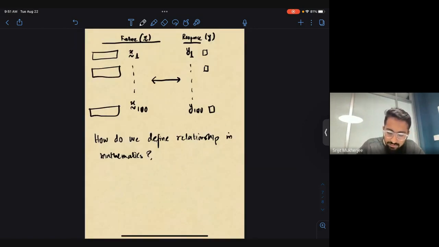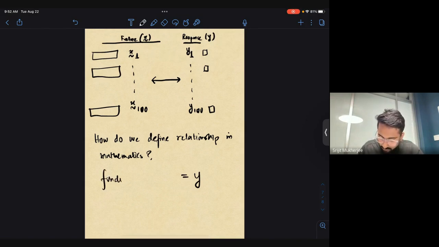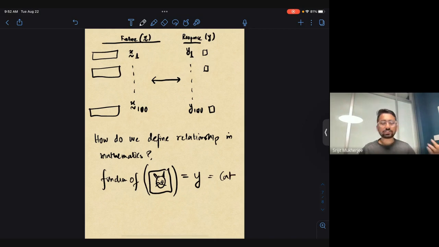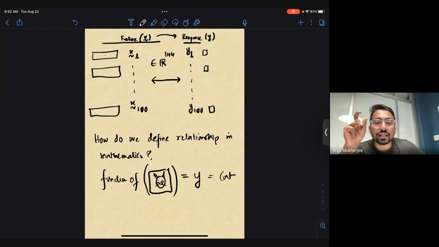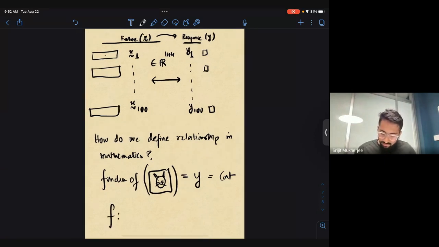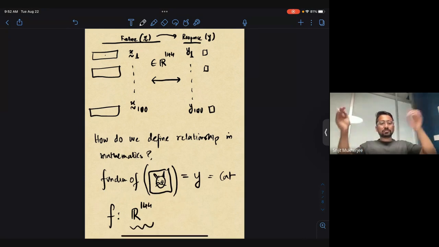So this y1, this y, is nothing but a function of this image. Right? This is cat, let's say. A function of the image. So therefore, this feature to response is nothing but a function from the features. Understand what these features are. Each of these belongs to real number to the 144. That means it's a 144 dimensional vector, each of them. So this is nothing but a function from real number to the 144, the possible images, to the set cat and dog.